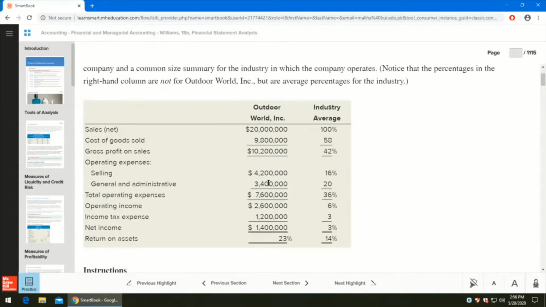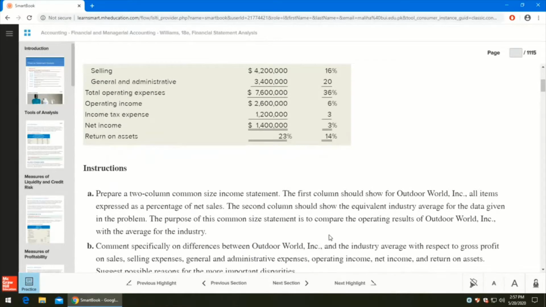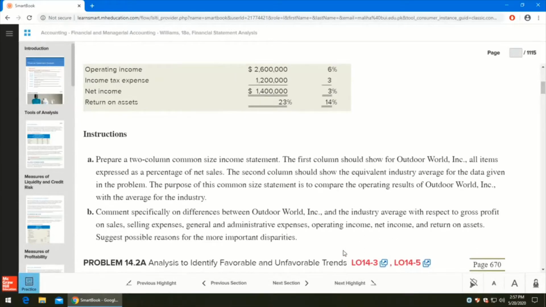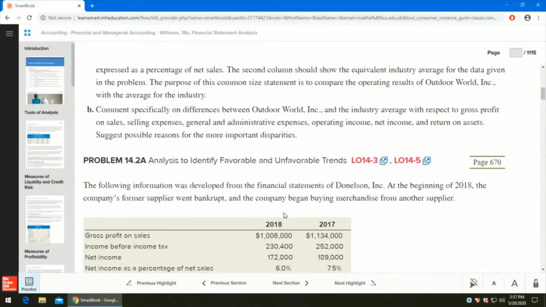So then we also have been given return on assets in this case, and we have net income. So we will find out how our company is performing. We have the data to compare the operating results of Outdoor World Incorporated. So when we are to comment, we will find out what is the difference with respect to the industrial average. They have not given us all the things, especially they have not given us the value of assets, but we do have the return in this case. And then we can just simply find out what are the disparities, what are the differences, and where are the weaknesses, okay? And then we can improve on those.